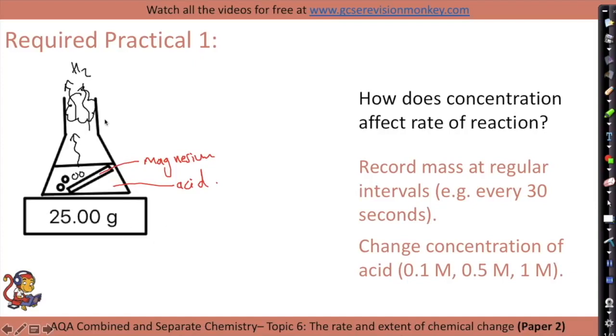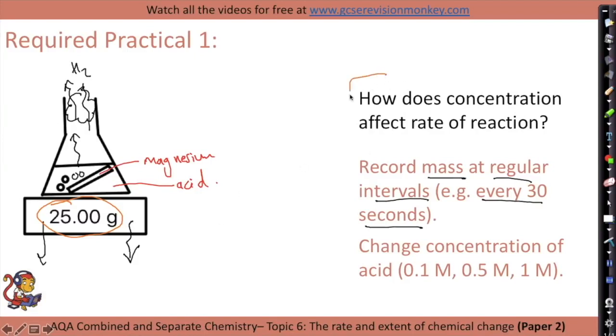So with gases leaving, atoms leaving, there's actually mass being lost out of the top of the flask. If this was a closed system with a bung in, that wouldn't happen. The balance would stay the same, but because the gases can escape, the balance reading will go down. And what you can do, you can record the mass at regular intervals. So every 30 seconds, for example, you would take the reading on the balance and write it down in a table. And then you could use that data to calculate the rate of the reaction.